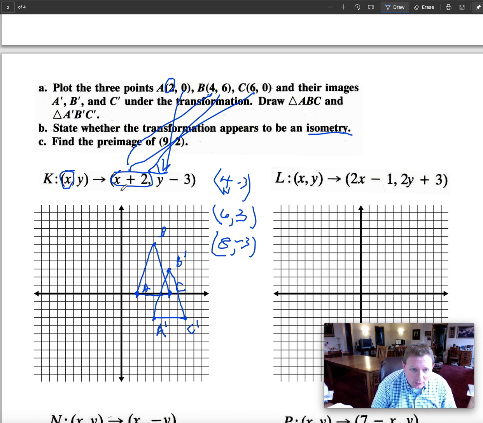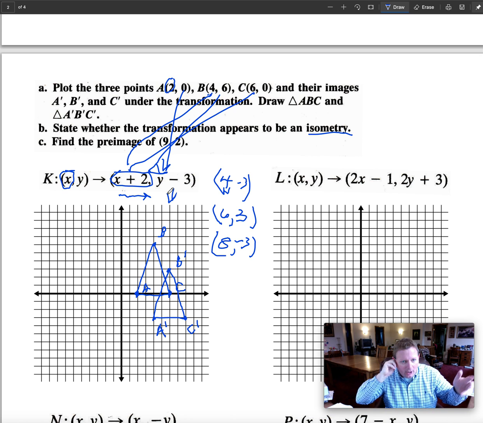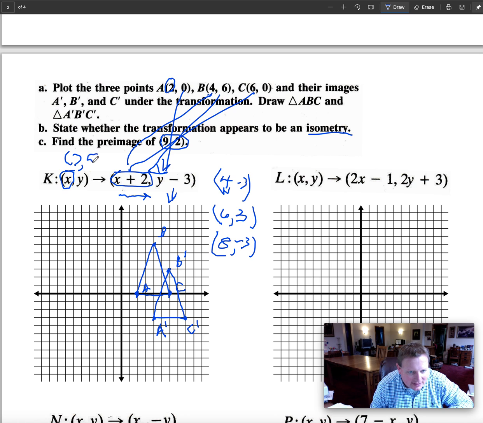And so what we're going to learn as we go through this, adding 2 is a slide to the right. Slide to the right. This one is a slide down. And there we go. Now, if it says find the pre-image of 9, 2, that means this is the new one. You got to go backwards. You got to go back. And so if we added 2 to go backwards, we're going to subtract 2 and get a 7. If we subtracted 3, we're going to add 3 and get a 5. So if it says in the book, find the pre-image, that means find the one that started it, not the one that ended it. Okay?